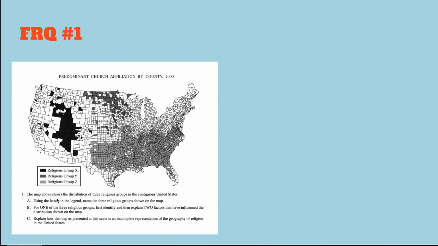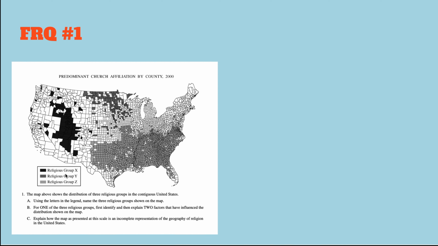The map above shows the distribution of three religious groups in the contiguous United States. Okay, so that's a map above. That's the legend, group X, group Y, group Z, religious groups. Let's look at the title, predominant church affiliation by county. So year 2000, so there are various counties and they are shaded, and what that shade represents is in the legend below, a religious group.